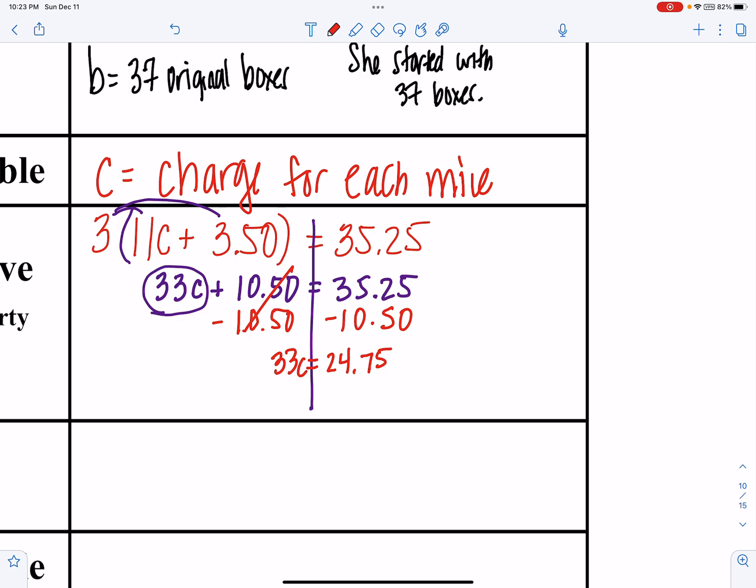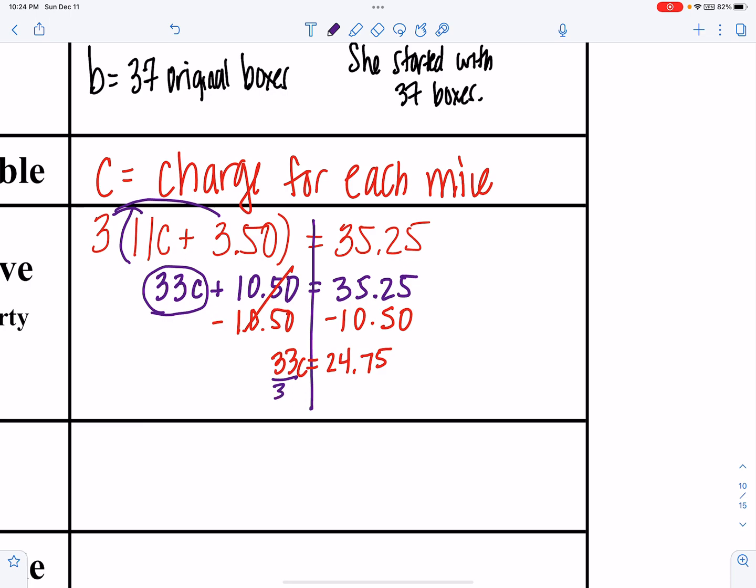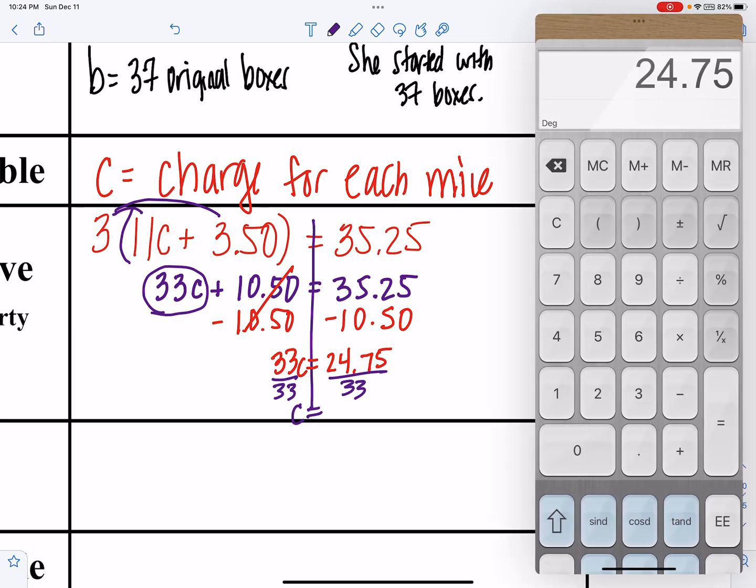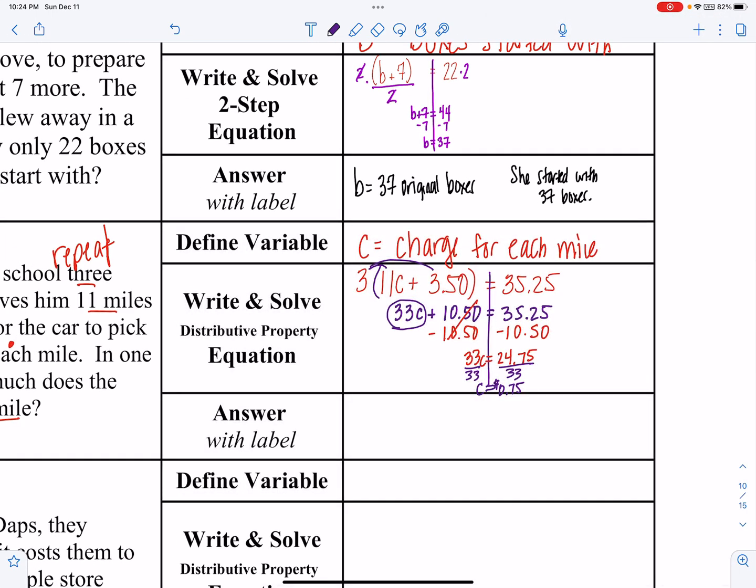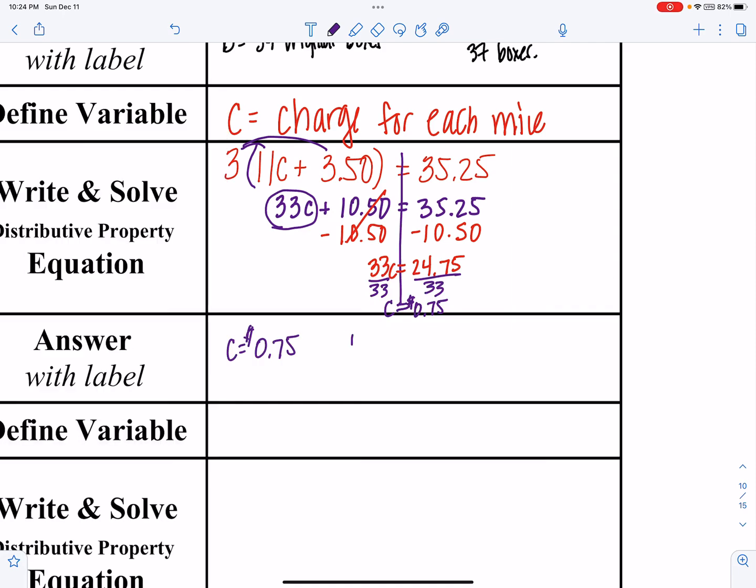Okay, we need to go ahead and get rid of the 33 times the C, and we can do that by dividing 33 from both sides. And we're left with C equals 24.75 divided by 33 equals 0.75, and that's money. I can see my cost, my C there, and so that lets me know that C equals $0.75. Okay, and let's answer the question: how much does the Uber driver charge him for each mile?